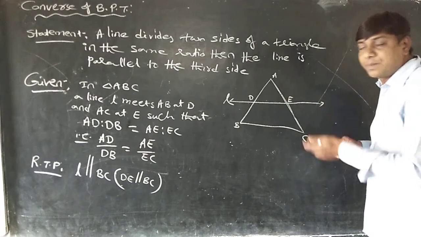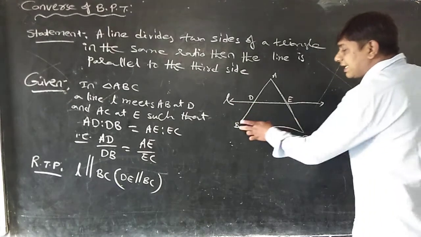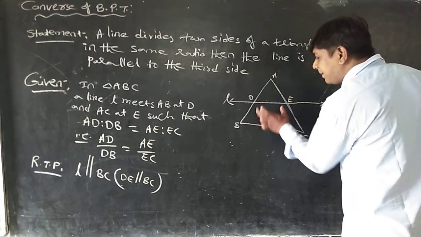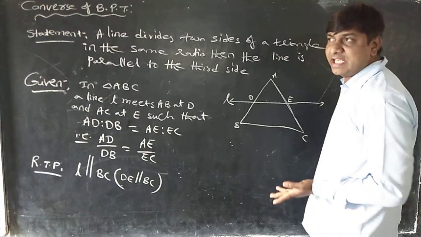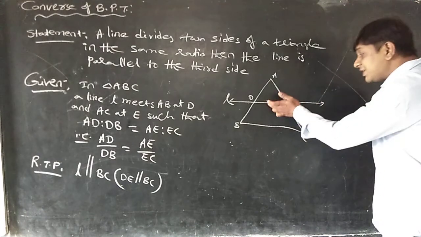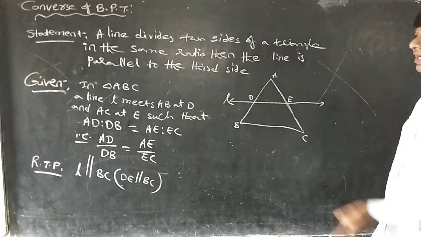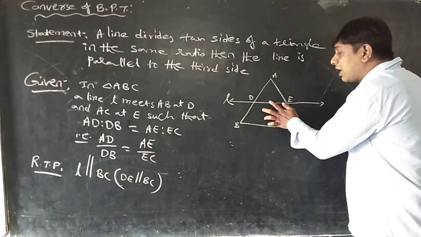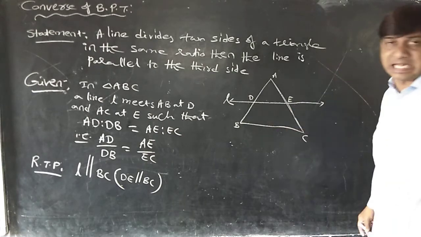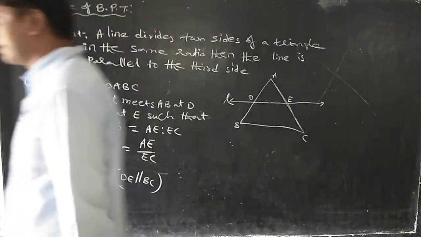Now what do I have to prove here? This L is parallel to BC. L parallel to BC is nothing but DE parallel to BC here. In BPT, what you prove? If these two are parallel, then these ratios are equal. Now here the ratios are equal, and you need to prove these two are parallel. Okay, first write this information, then I will continue.